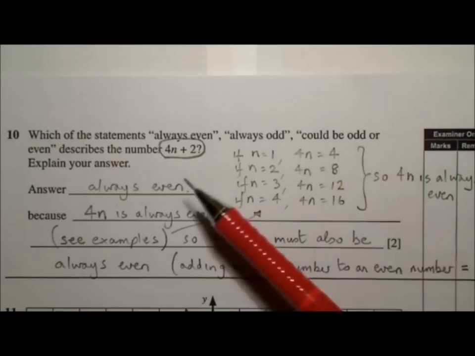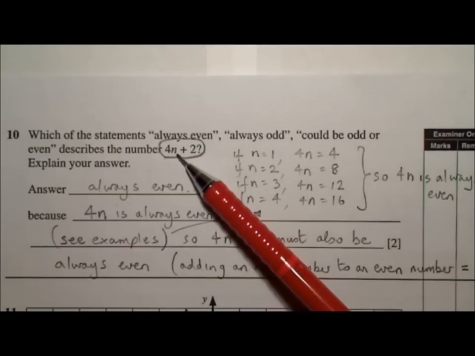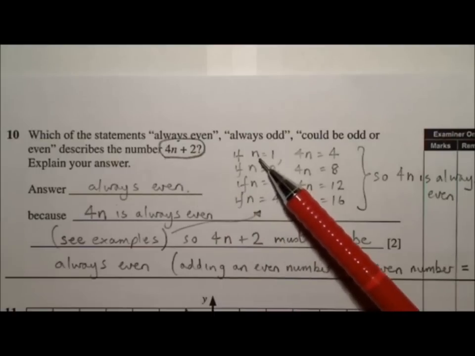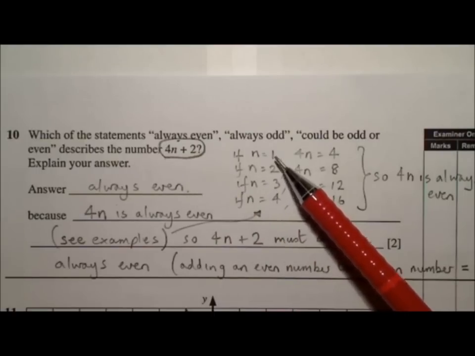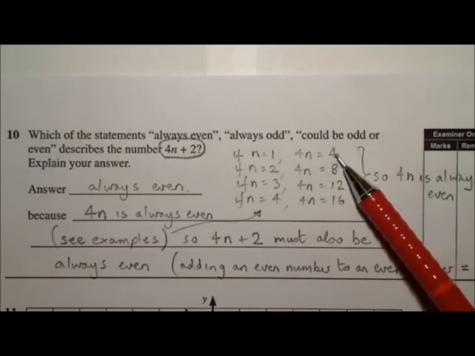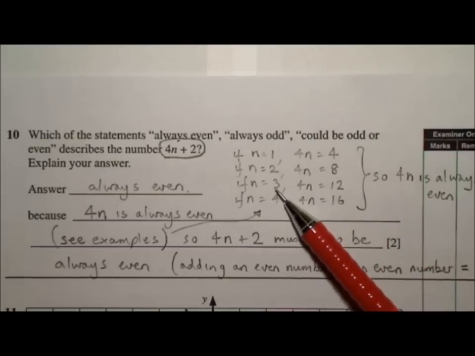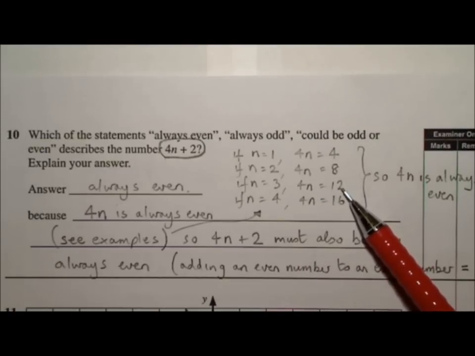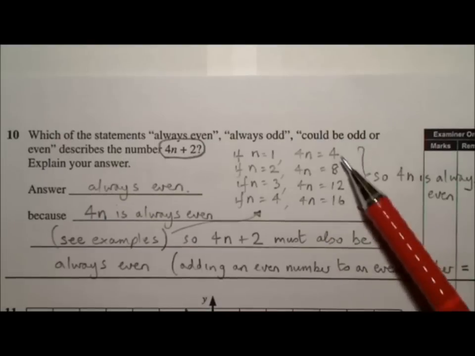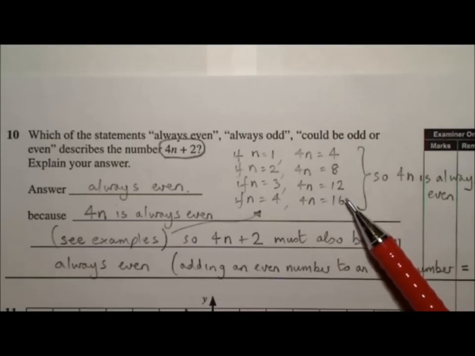be odd or even. So if you look at 4n on its own, if n is equal to 1, 4 times n would be 4, 4 ones are 4. If n is 2, 4 times 2 is 8. If n is 3, 4 times 3 is 12, and so on. So all those answers, 4n is always going to give you an even answer.